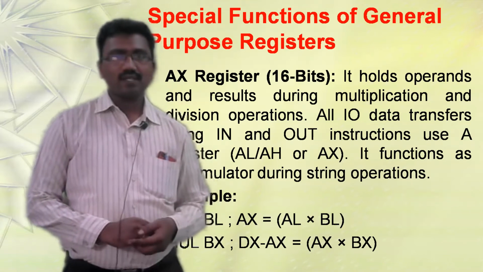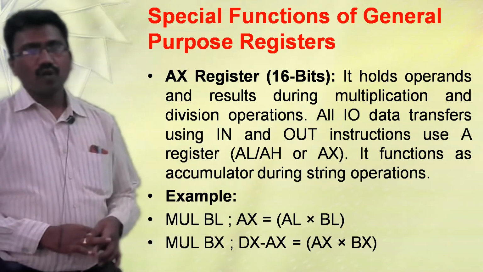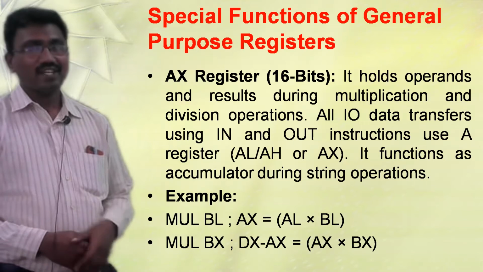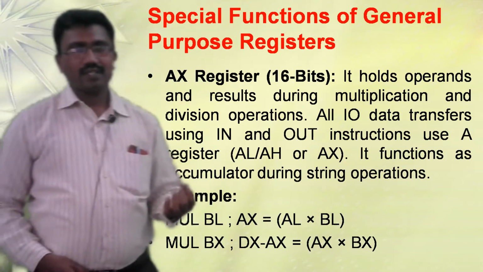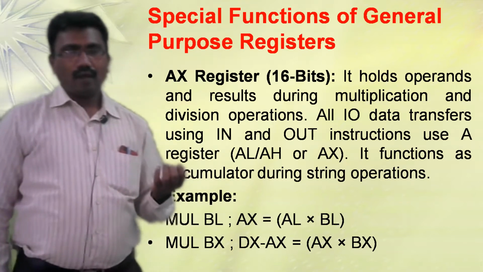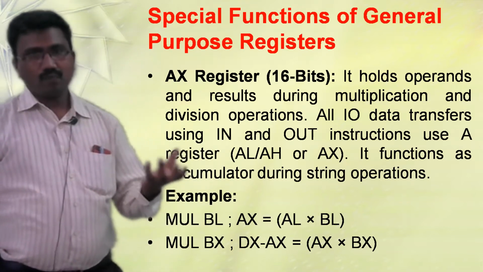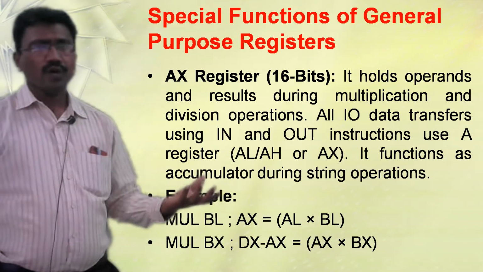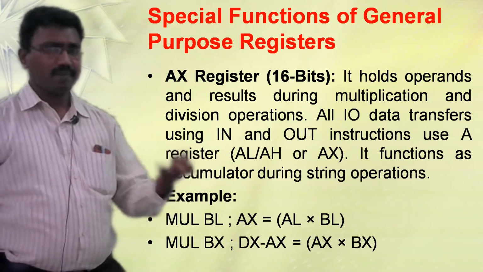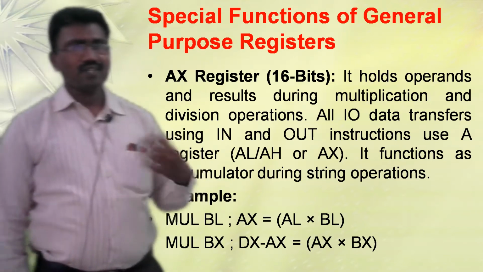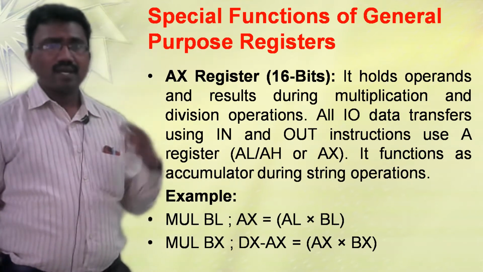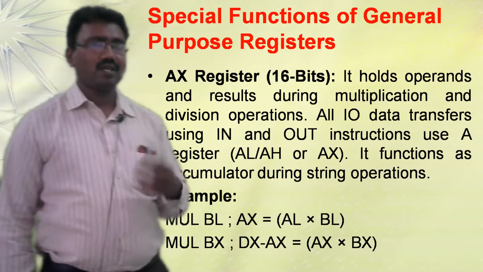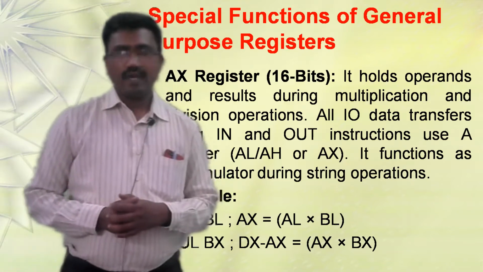These are some special functions of the AX register. One more special function is to perform input and output operations. For example, in the case of the IN instruction, whatever 8-bit data is taken from the input device will be loaded into AL. Suppose it is output data: before sending the 8-bit data to the output device, that 8-bit data must be available in AL. So these are some special functions of the AX register.